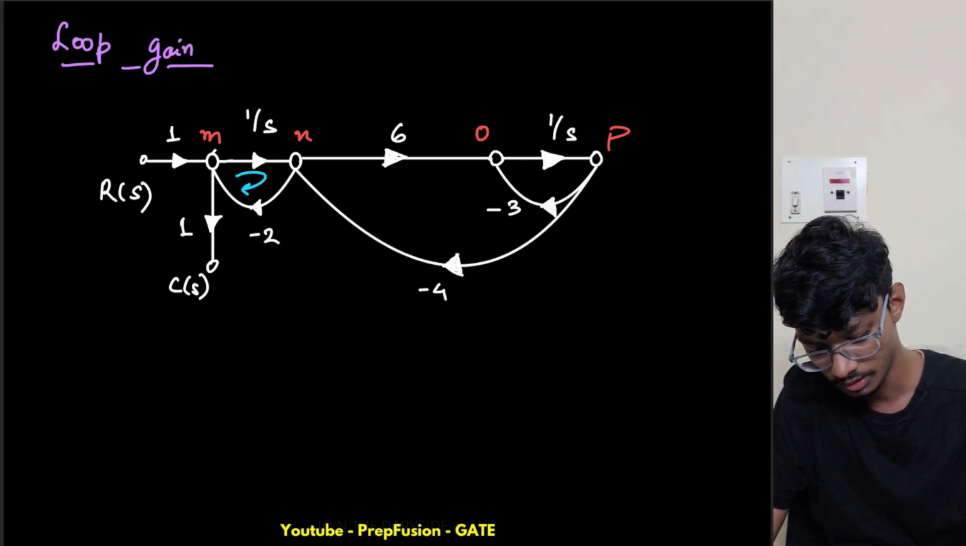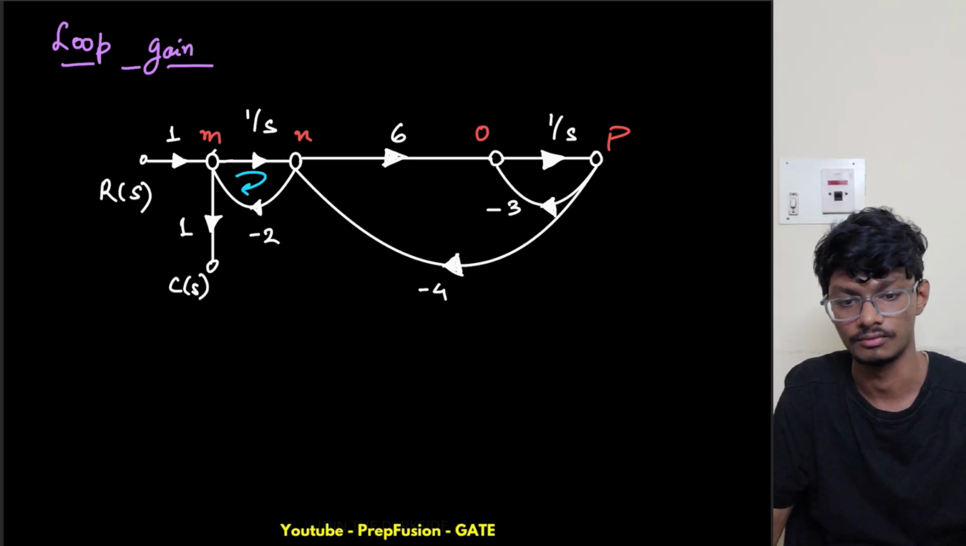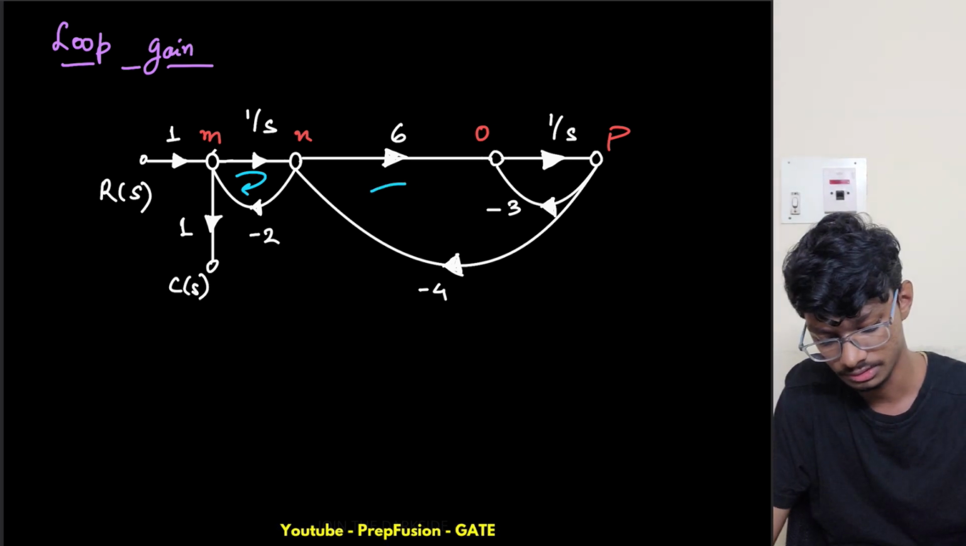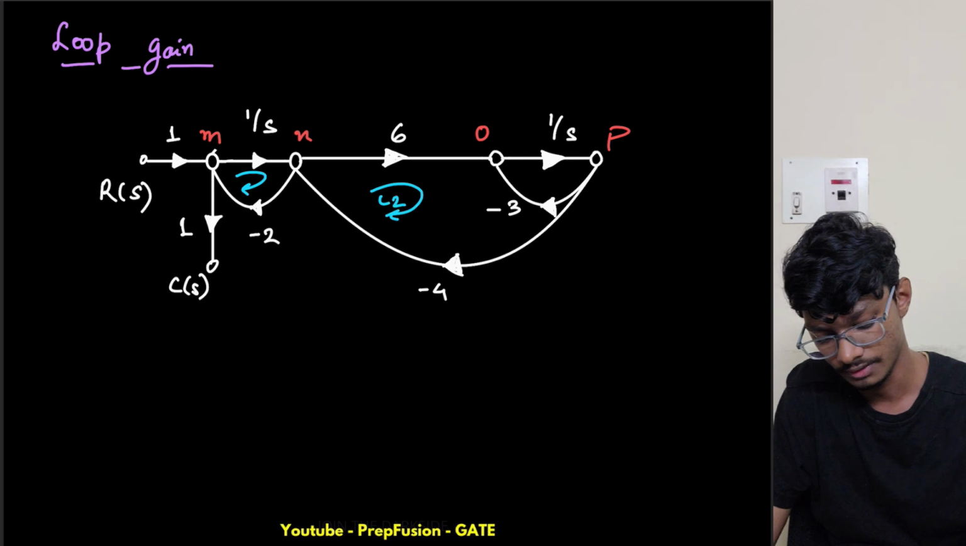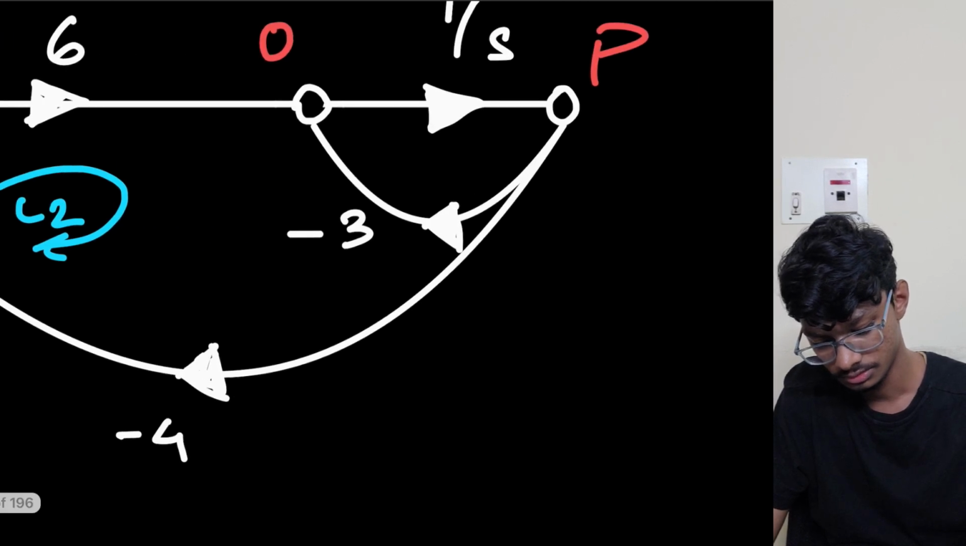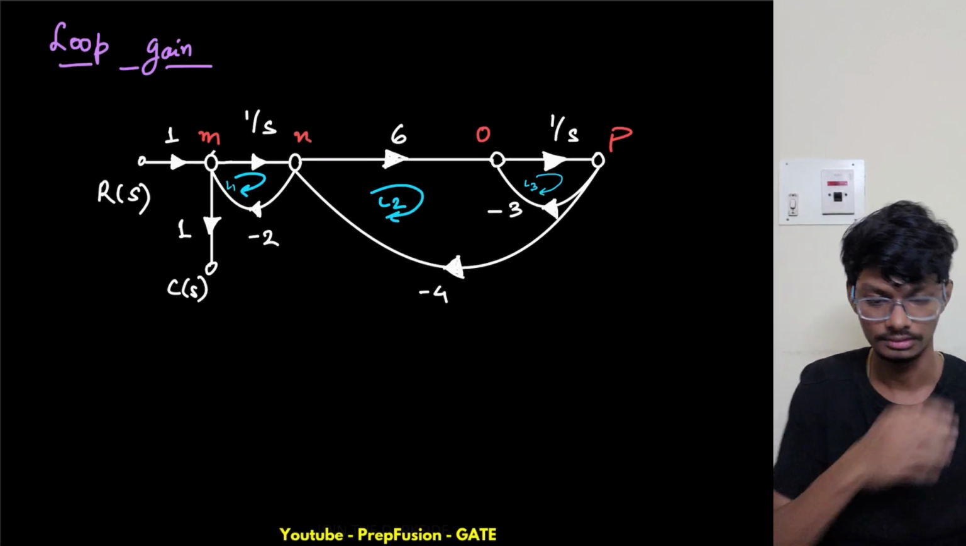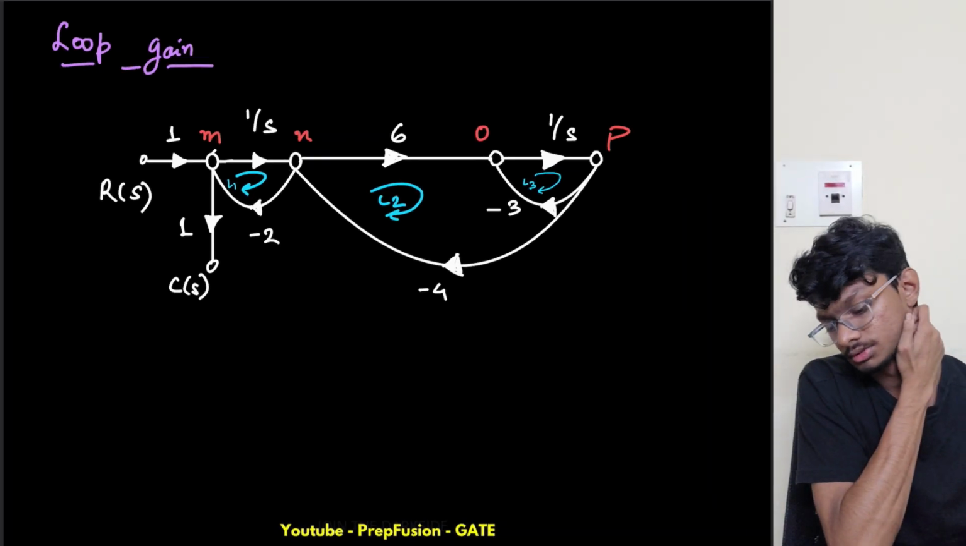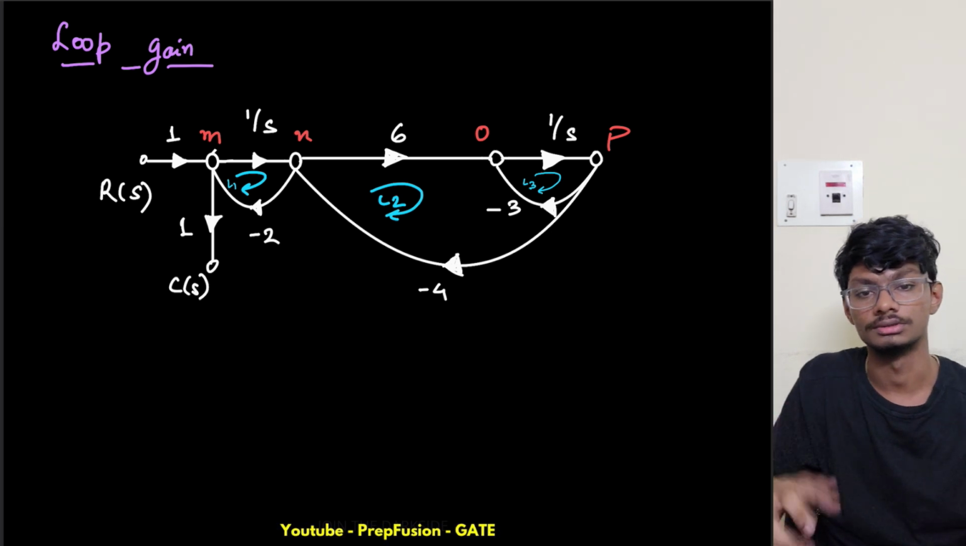So this is one loop. Let me name this as L1. Let me name this as L2, and this as L3, right? L1, L2, and L3. So these are the individual loops.